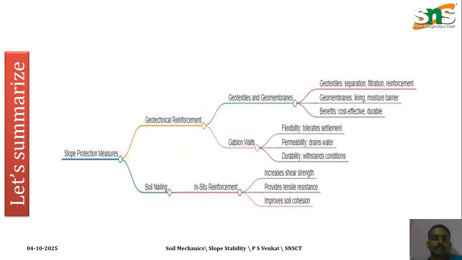So let's summarize the various methods of slope protection. One is geotechnical reinforcement with the help of geotextile. Next is soil nailing, by introducing holes provided with grouting in terms of soil reinforcement, and also gabion walls. These are the three key aspects we have studied in this video, which are the methods of slope protection.